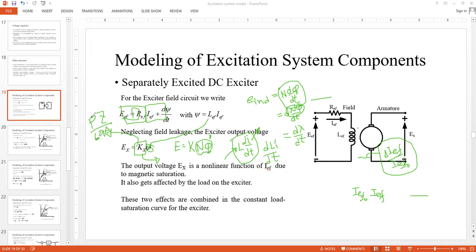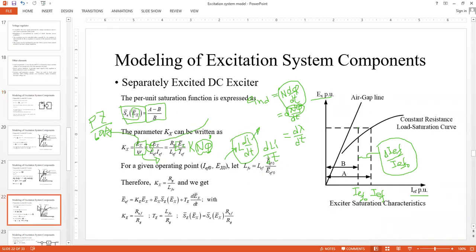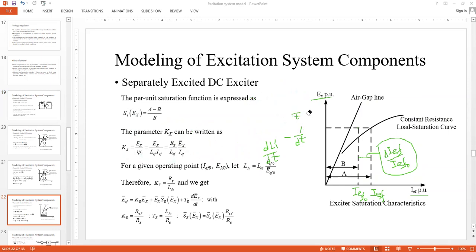So this is the expression of your Kx here. Okay, so now if we try to manipulate Kx a little bit more in terms of some known quantities or some per unit quantities, then we'll continue in this manner, that Kx is equal to Ex over psi. So Ex was Kx into psi, so simply take Kx equals Ex over psi. Sorry, Ex equal to Kx into psi.